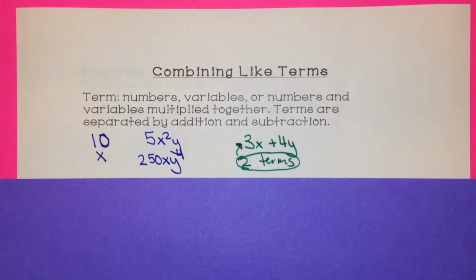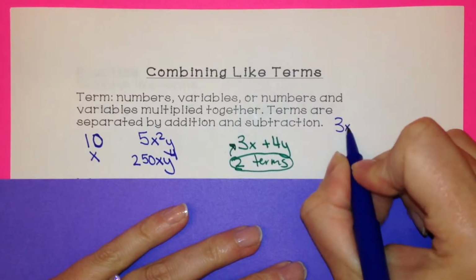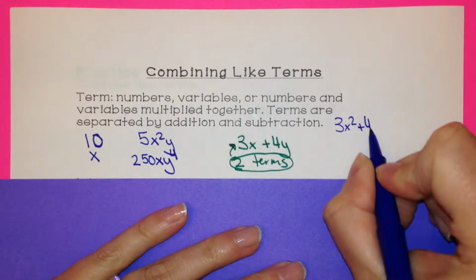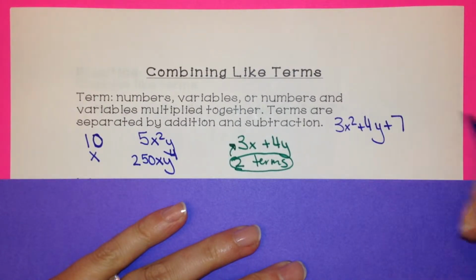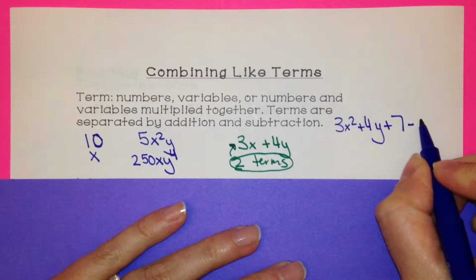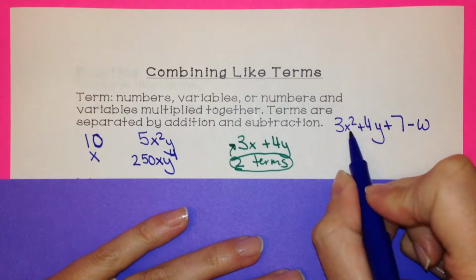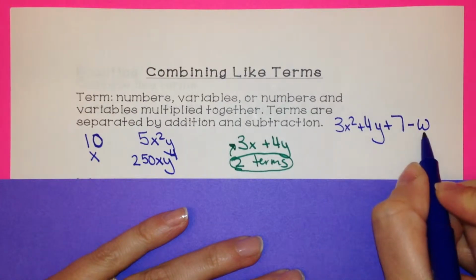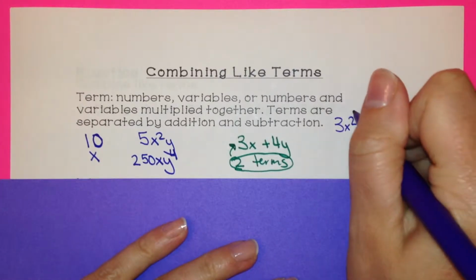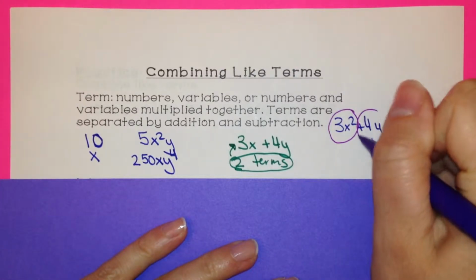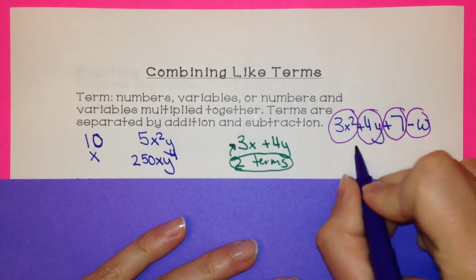Okay. So if I have, let's do 3x squared plus 4y plus 7 minus w. Okay, each of these individually is called a term. So here we have 1, 2, 3, 4. So here there are 4 terms.